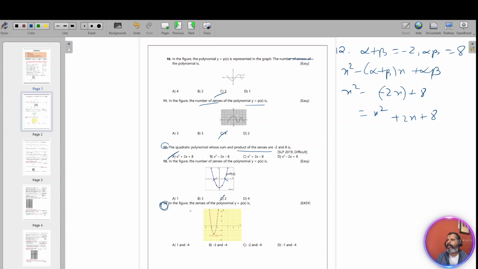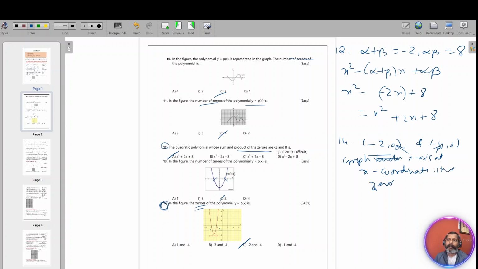This is important question. The zeros they are asking, not the number of zeros. The zeros means it's the x coordinate value. X coordinate value means minus 2 and 4 where it is touching the x-axis. So answer is minus 2, 4. It is touching the graph at minus 2 comma 0 and minus 4 comma 0. Graph touches the x-axis at these 2 points. So out of that, x coordinate is the zeros. Therefore, what are the x coordinates? Minus 2 and minus 4. Right?